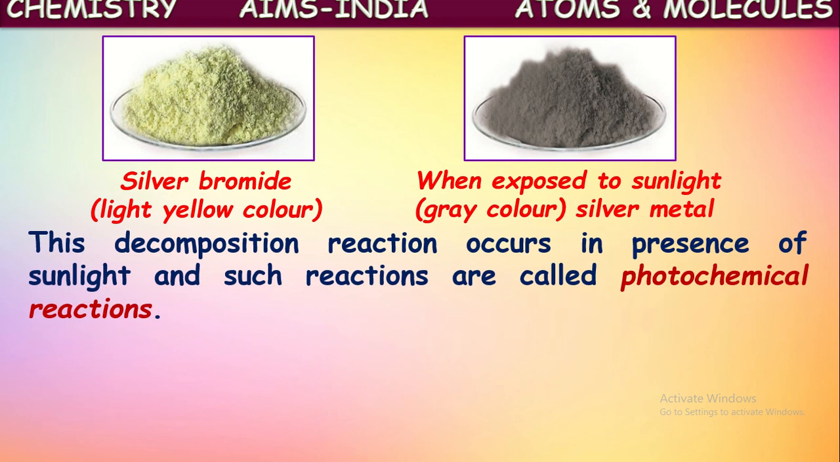This decomposition reaction occurs in the presence of sunlight, and such chemical reactions which occur in the presence of sunlight are called photochemical reactions. So the decomposition of silver bromide into silver and bromine is a photochemical decomposition reaction, we can say, because it is occurring in the presence of light energy and it is a decomposition reaction. So altogether you can say it is a photochemical decomposition reaction. Photo is nothing but light. A chemical reaction which occurs in the presence of light is called a photochemical reaction. Okay.